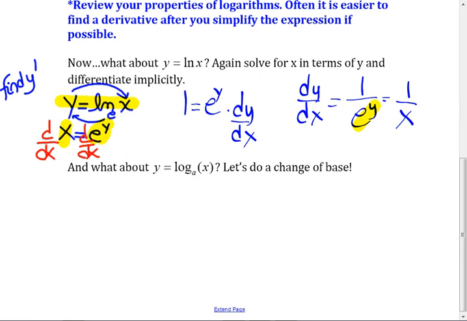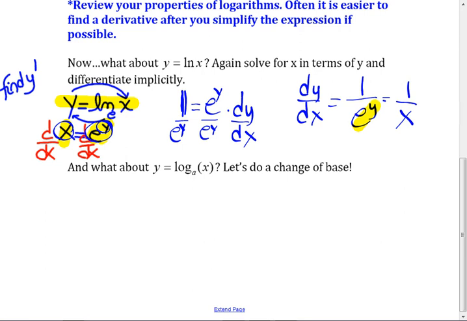The derivative of x is 1. The derivative of e to the y is e to the y times the derivative of the inside function, which is dy dx. Solve for dy dx, you have to divide by e to the y. The derivative of natural log is equal to 1 over x. And e to the y itself, look right here, is equal to x. So I just replace it back to the x's.